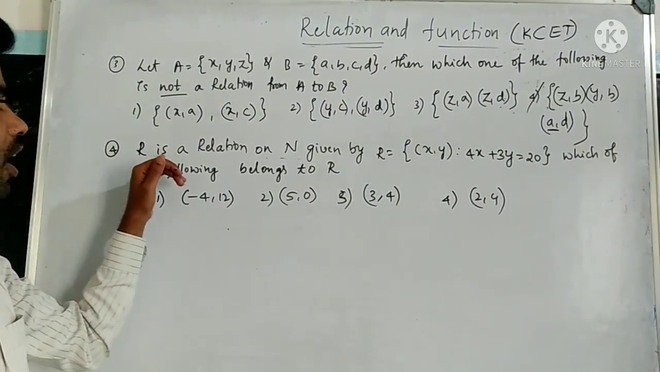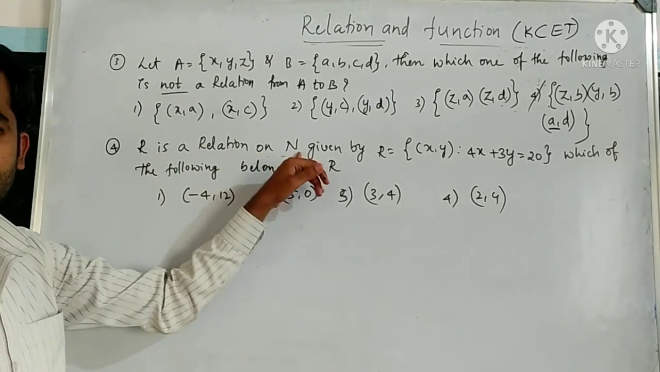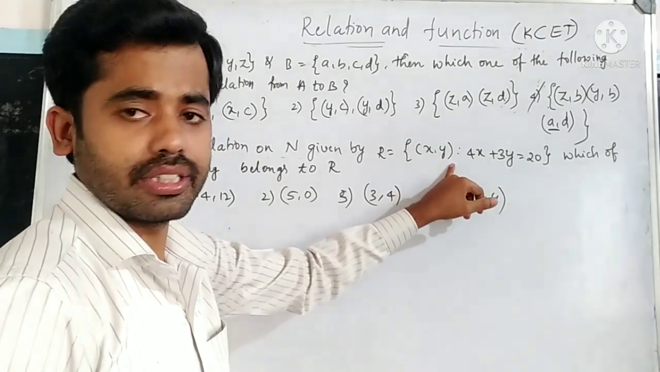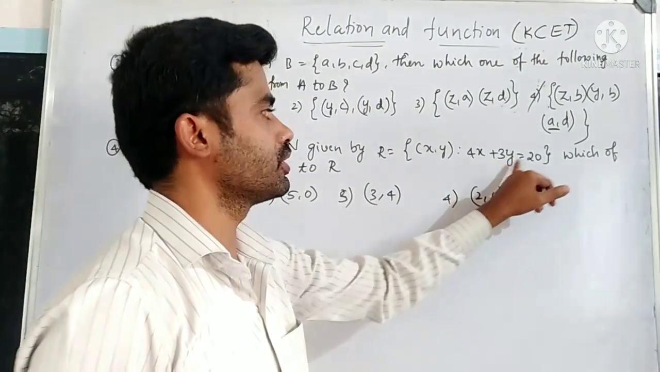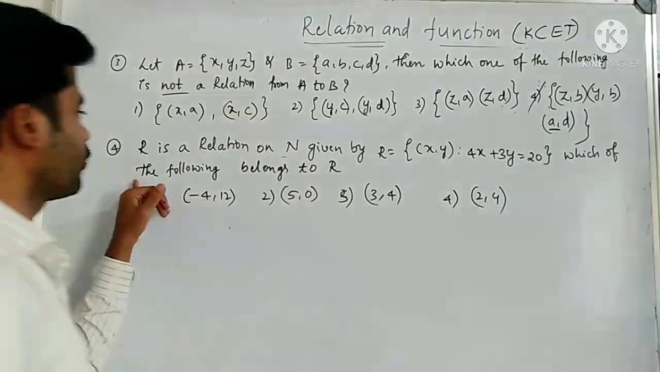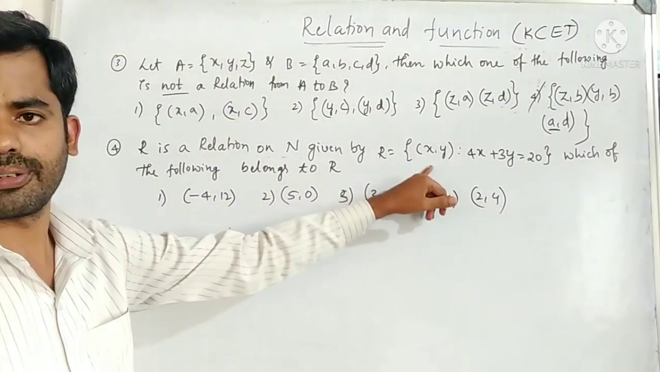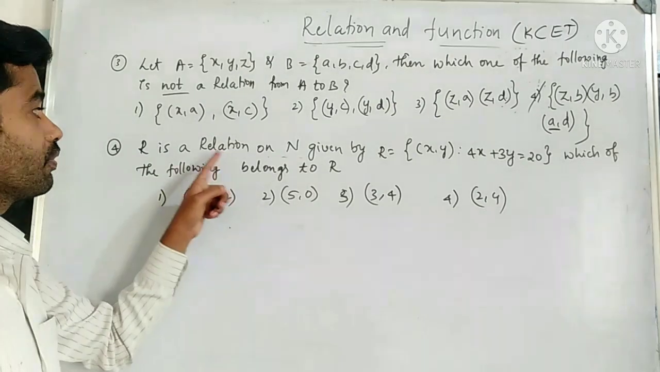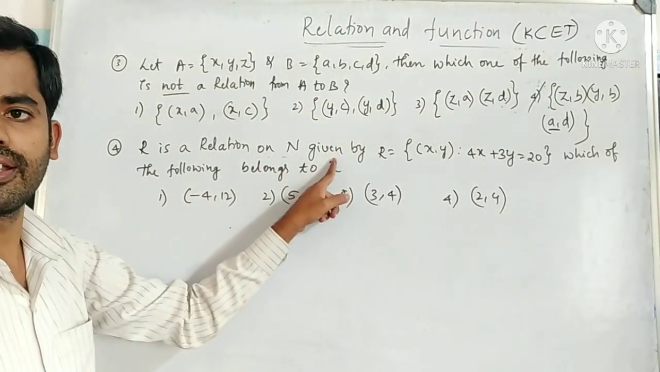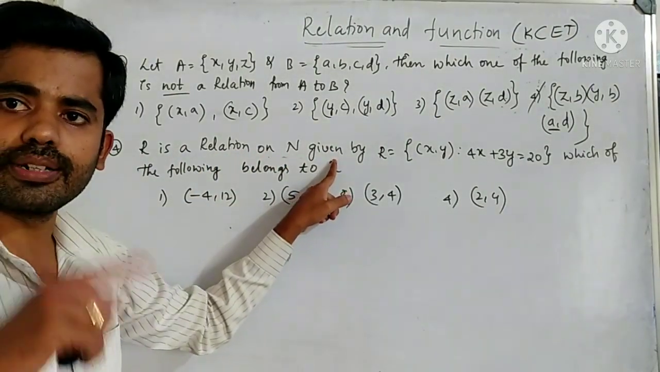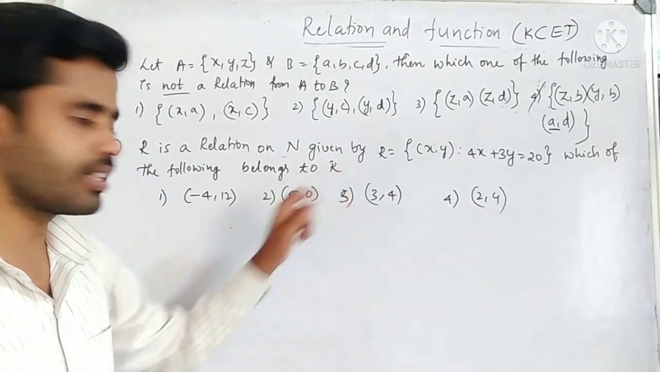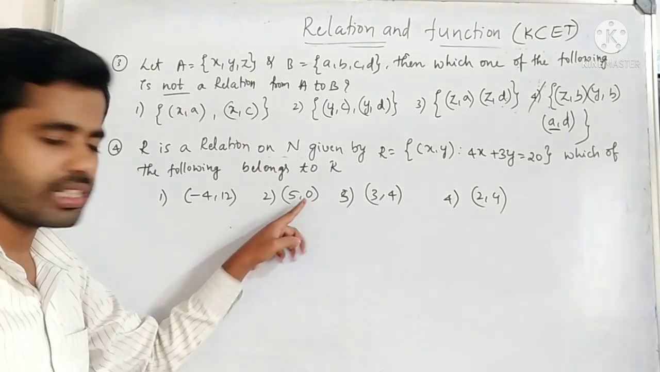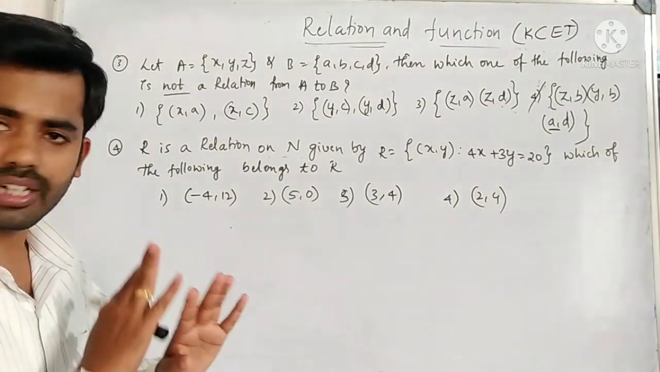Next question. R is a relation on N, natural numbers. Be careful. Given by the set of ordered pairs such that 4x plus 3y is equal to 20. Which of the following belongs to R? What is the x value? What is the y value? Now be careful, it is a relation on N. Relation on N means x and y both must be natural numbers. Here minus 4 is there, it is not our solution. Here 0 is there, it is not a natural number. It is also not our answer.